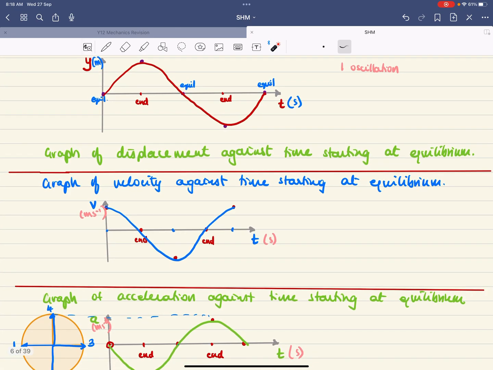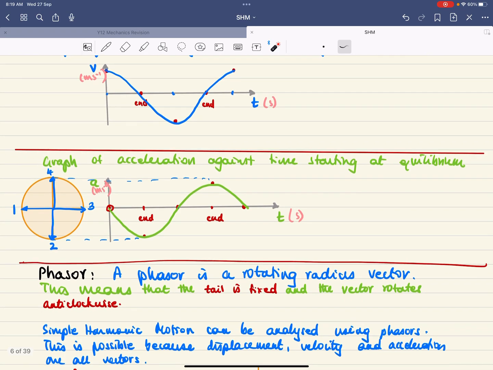Now, a velocity time graph. Now, the speed's a maximum at equilibrium, and it's 0 at the end position. It's maximum again, but in the opposite direction when it goes to the other end, when it comes back through equilibrium, and then 0 at the end position, and then it swings with greatest velocity at equilibrium. So maximum at equilibrium, 0 at the end positions.